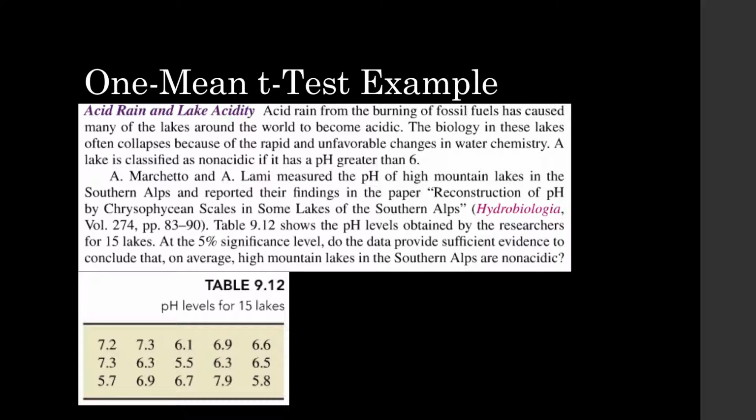Acid rain from the burning of fossil fuels has caused many of the lakes around the world to become acidic. The biology in these lakes often collapses because of the rapid and unfavorable changes in water chemistry. A lake is classified as non-acidic if it has a pH greater than 6. If it has a pH greater than 6, it's classified as non-acidic.